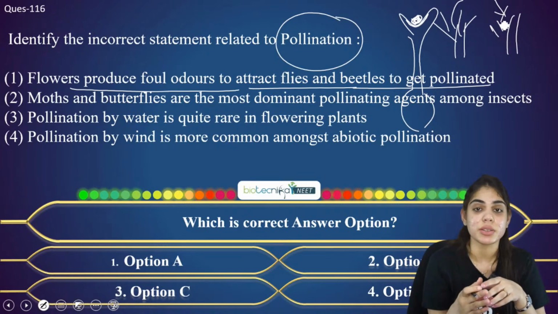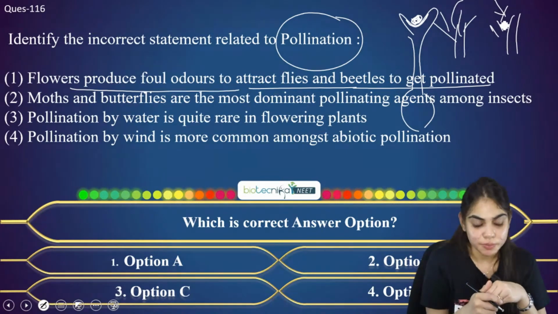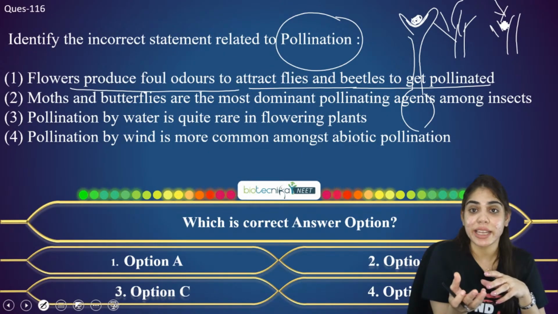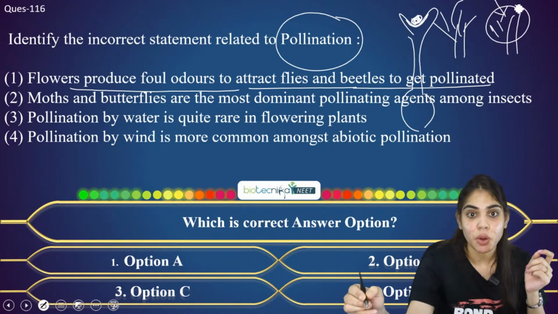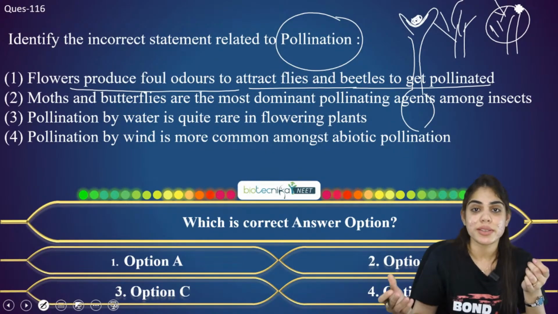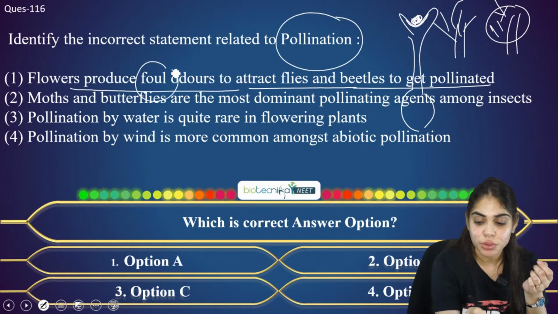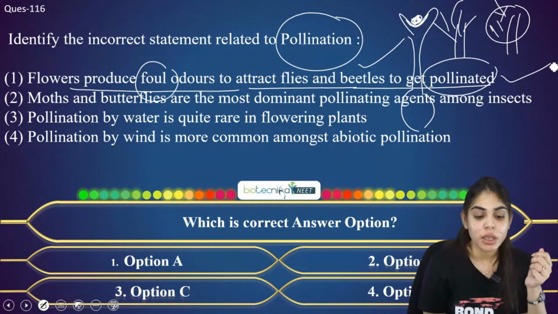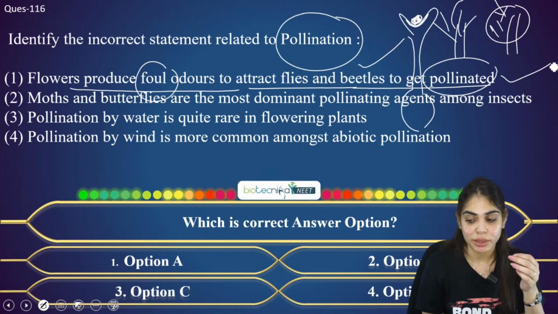This is what is called cross pollination, because it is happening between two different species. So how are these flies and beetles carrying this to the next flower? Because the flower is producing some odor, some smell, that is actually attracting insects towards it. So flowers produce foul odors to attract flies and beetles to get pollinated. Very true, they will attract these. Moths and butterflies are the most dominating pollinating agents among insects.